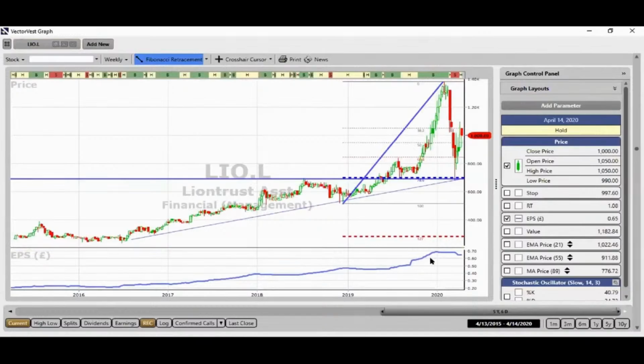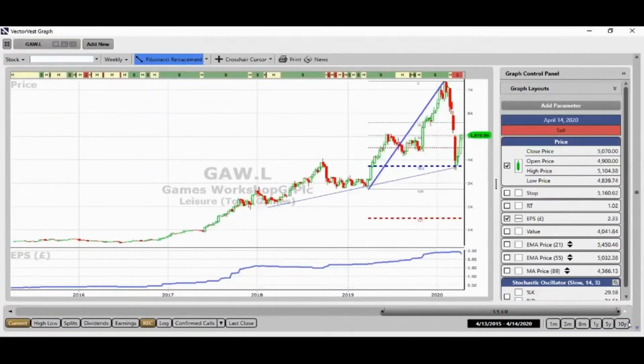There's earnings per share, and we've got the old top. We've got the trend line, and we've got the fib all coming in together. If you were doing a textbook in technical analysis, that should be there. And this is what VectorVest is all about, to try and find shares with impeccable fundamentals, and then to give you the skills to get into them at an exceptionally good level. And I'm long of Lion Trust Asset Management from under £8 here. So that's quite good. This is Games Workshop.